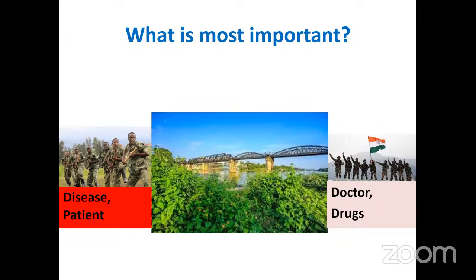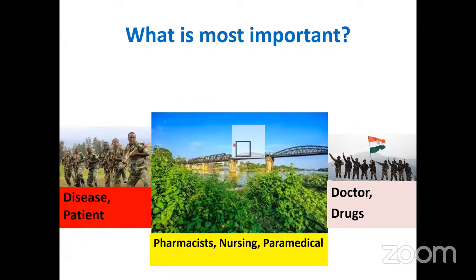So what is the most crucial part? The river is to be bridged, and this bridge is made by pharmacists, nursing, paramedicals. So this is the beauty of the pharmacist, and this is how the pharmacist's importance in rational therapeutics comes. Since the beginning, I am giving the importance that without pharmacists, nursing, paramedicals, the doctors and drugs are just like an army that cannot approach the disease or the patient.